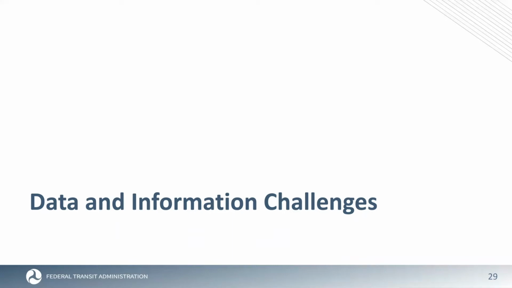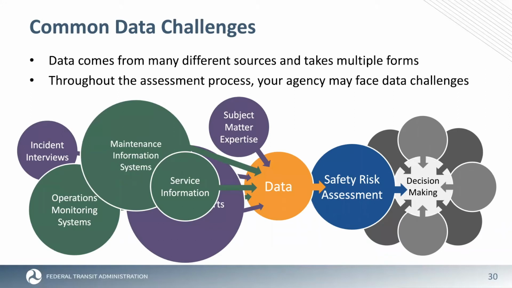Now, as we all know, data don't just come from one source. Instead, they can come from many different sources. On top of that, they can take many different forms. They can look different. So one example of a data challenge: perhaps your agency has an absolute ton of information coming from your system. You're getting a flood of information from your maintenance systems and your employee safety reporting program and your ops monitoring system. But the challenge is that sometimes it can be difficult to sort through all of those different sources and that vast amount of data to actually pinpoint what is the data that's going to be useful for this safety risk assessment. What is relevant to my agency's needs right now for this assessment?